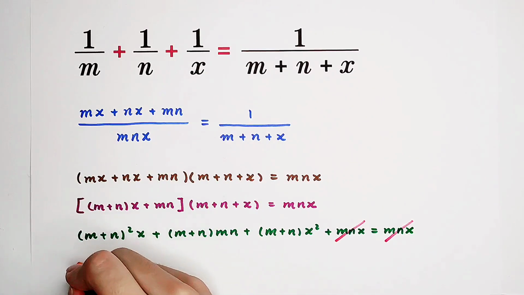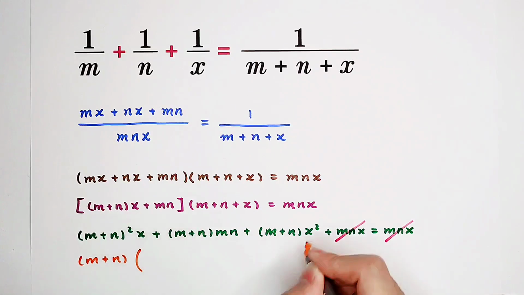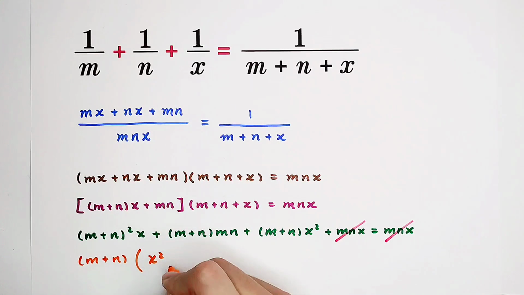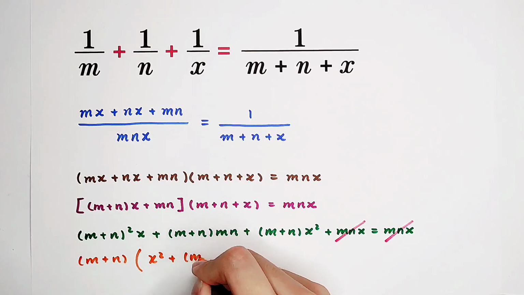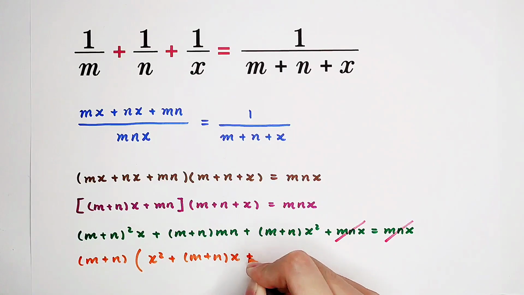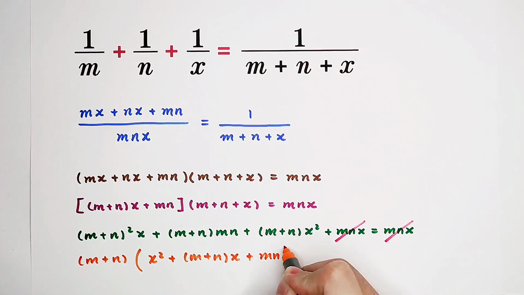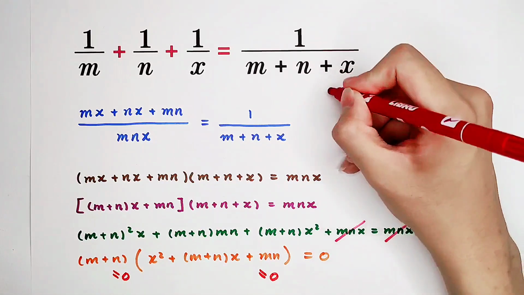However, m plus n can be taken out. So in the bracket we have x squared, and here (m + n) times x, and here we have just m n, equals 0. The left-hand side is a product, and the right-hand side is 0. So this is 0, or this one is 0. So we have two cases.